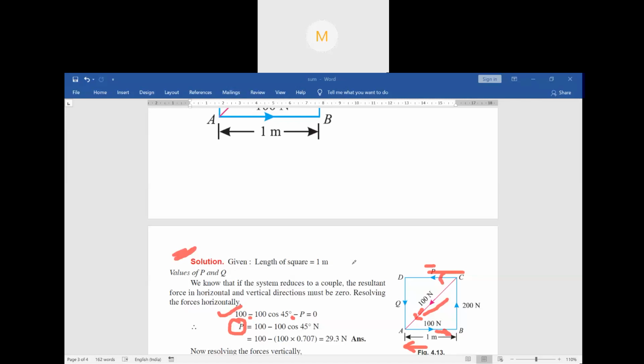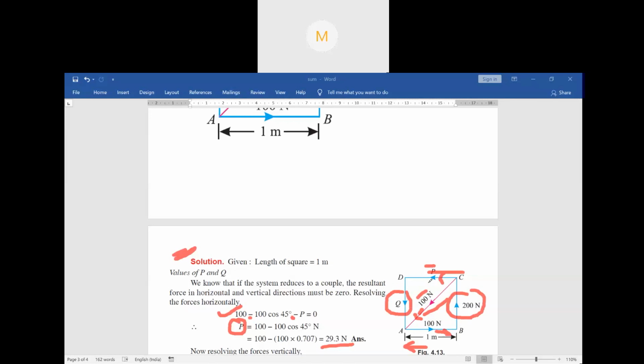And then we can simply find out P from here. Is it clear how we can find out P? The most important thing is the direction. If you consider one direction as positive, the other should be negative. Similarly, we got P as 29.3 Newton. So similarly, comparing this one and this one, can you find out Q?